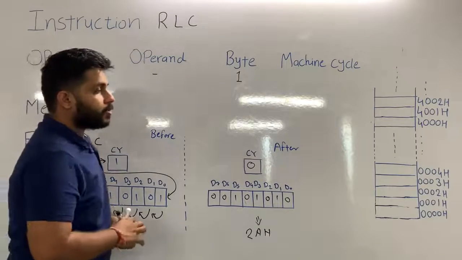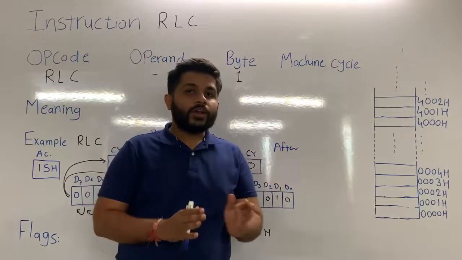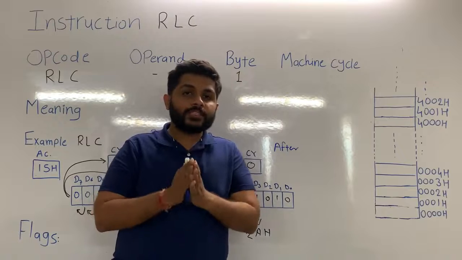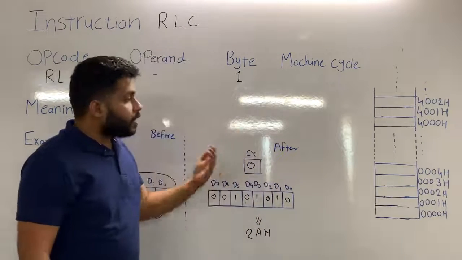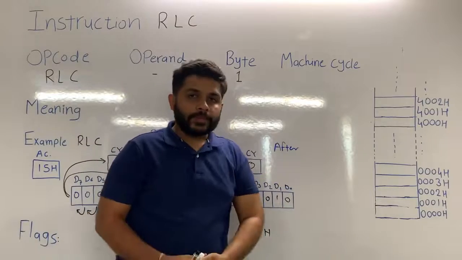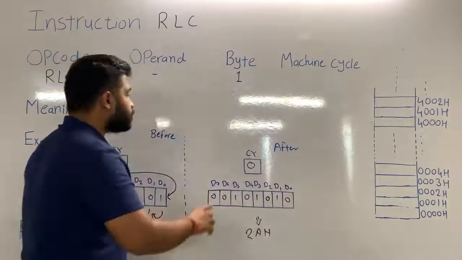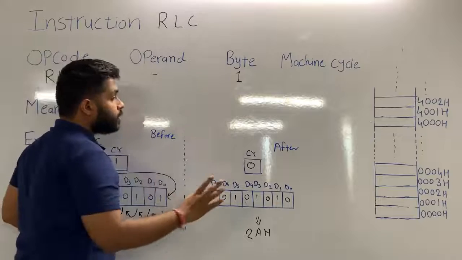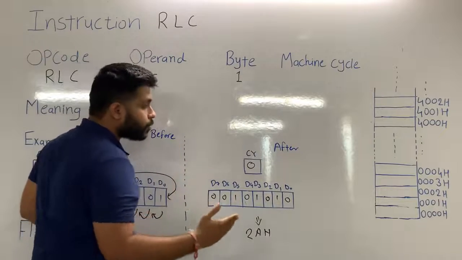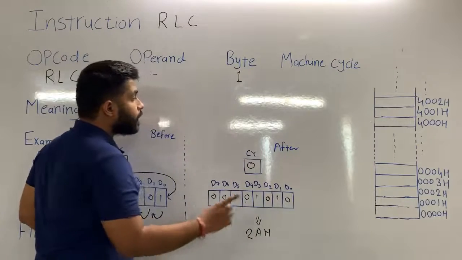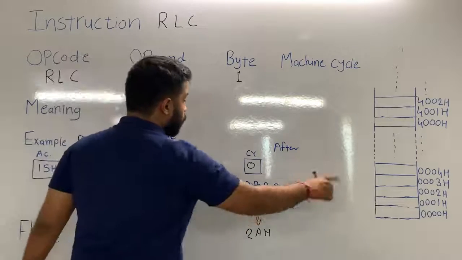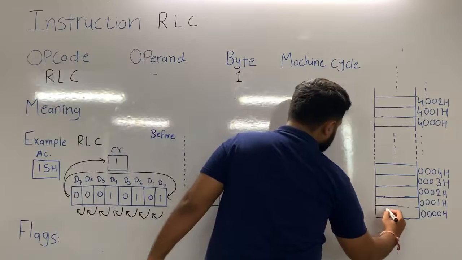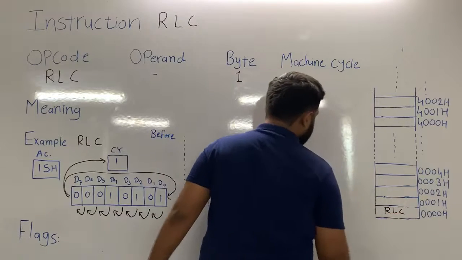Now let's see the machine cycle. To understand the machine cycle, you have to see all the process that is done by the microprocessor. When you give this instruction, the instruction will be stored in the memory. You know that this instruction is of 1 byte. It means when this instruction is stored in the memory, it will occupy only one memory location. So in one location, this whole instruction will be stored, that is RLC.